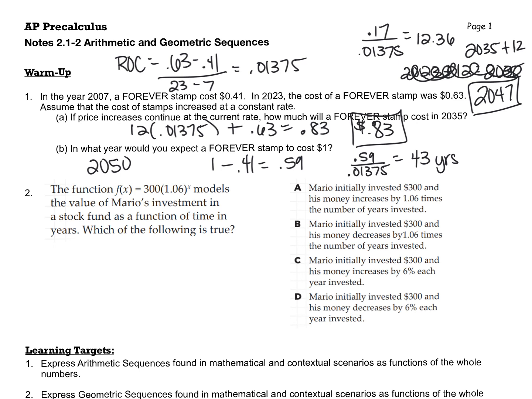But now let's look at the second one. It says the function f of x equals 300 times 1.06 to the x. It models his investment in a stock fund as a function of time in years. Which of the following is true? It is C, okay? It is C. He initially invested $300 and his money increased by 6% each year.